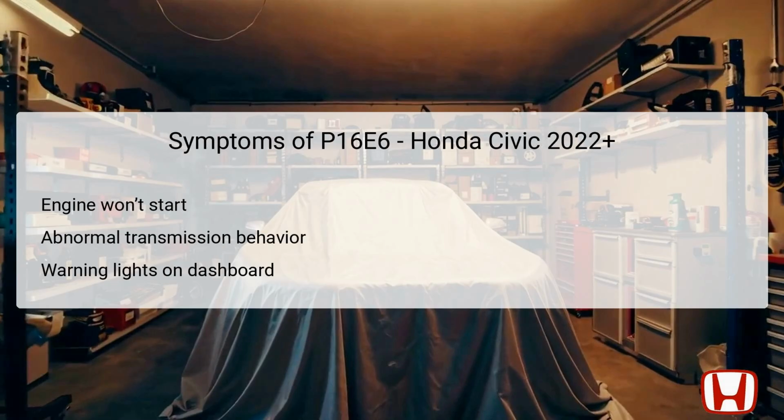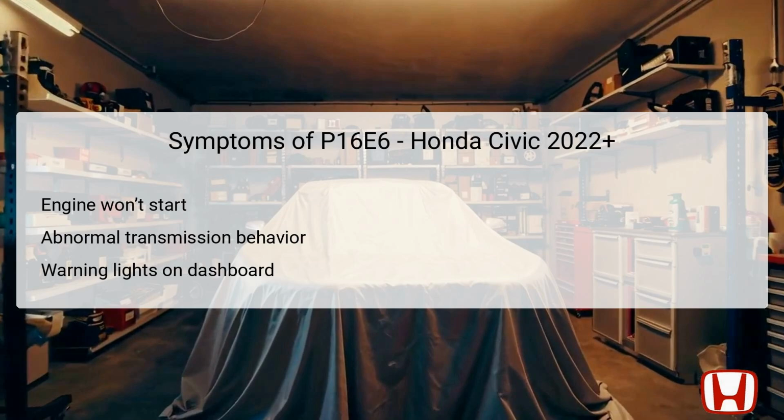When DTC P16E6 occurs, drivers may experience several identifiable symptoms. One of the most immediate symptoms would be the engine failing to start if the transmission range switch fails to signal that the vehicle is in park or neutral. Additionally, the vehicle may exhibit abnormal behaviors in transmission shifting, including harsh shifts or failure to shift properly.